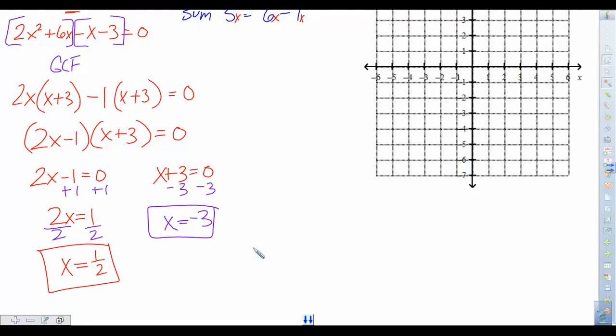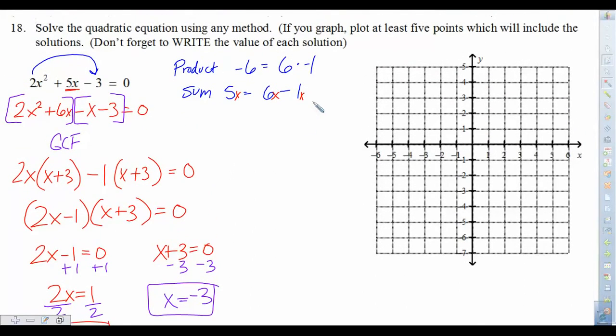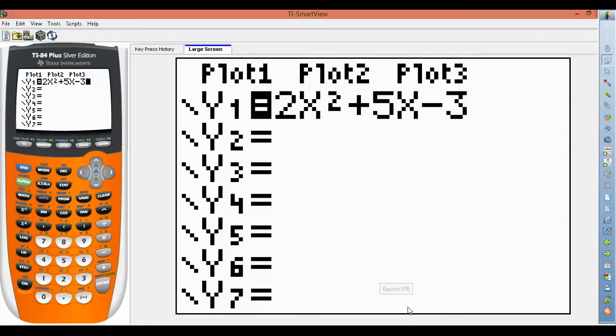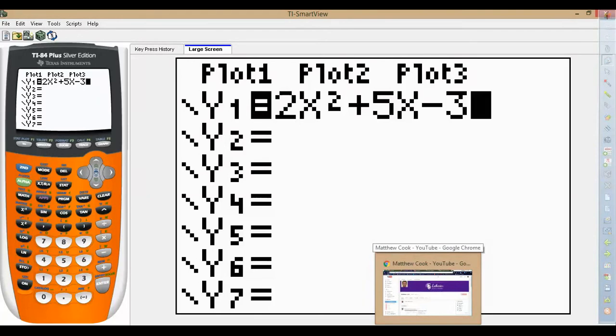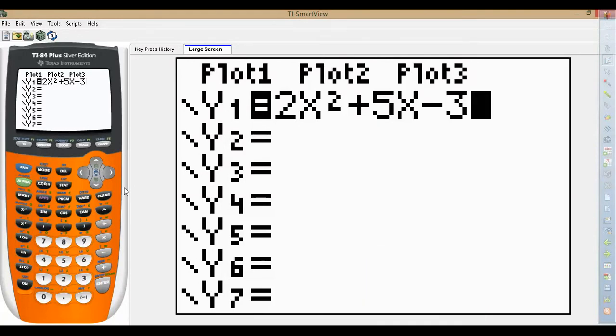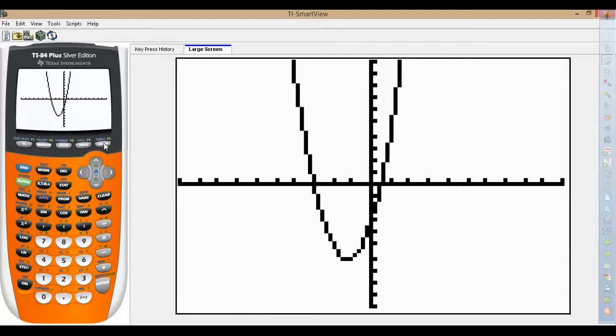The only other method that you could do here relatively painlessly is the quadratic formula; you get a decimal, that's okay. Graphing wouldn't be too bad here. Take a look at what happens if we try to solve this one by graphing: 2x squared plus 5x minus 3. Let's fire up that graphing calculator. All right, there you go, 2x squared plus 5x minus 3. Go ahead and hit graph on that. So now we see those two solutions.